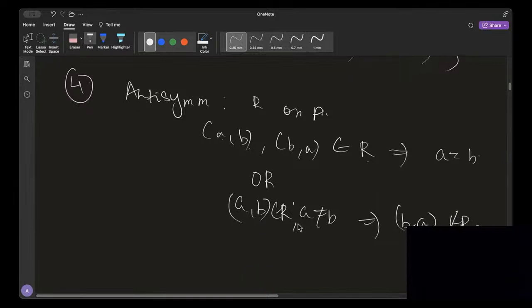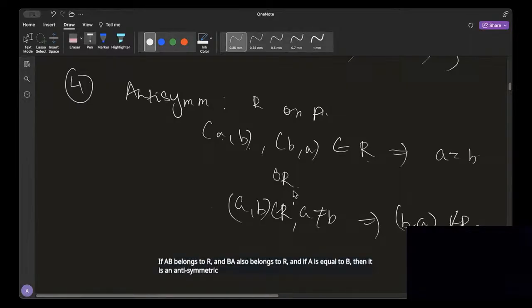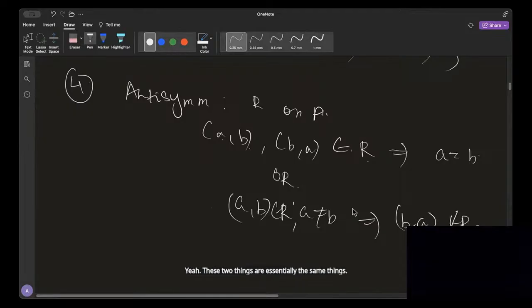Ma'am, the way I look at it is: if (a, b) belongs to R and (b, a) also belongs to R, and if a is equal to b, then it's an anti-symmetric relation, right, ma'am? Yeah. These two things are essentially the same, just put in different words. Ma'am, can you give me an example, please?